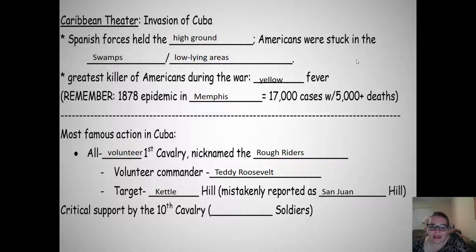And actually taking Kettle Hill could not have been done without a lot of critical support by the 10th Cavalry, which were the Buffalo Soldiers. The 9th and 10th Cavalries were America's black cavalry. They were all black units under white commanders. But they don't get hardly any credit for this, even though they did most of the fighting for 2 days.